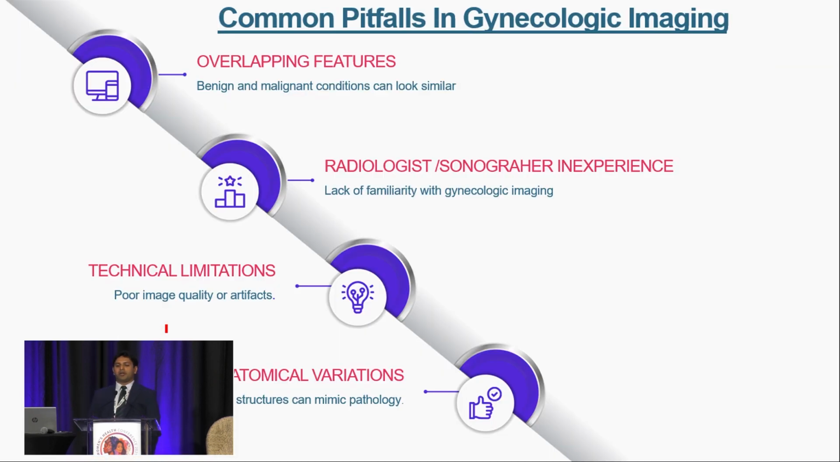So what are the common pitfalls we see? So there may be overlapping features. A hemorrhagic ovarian cyst can look like an ovarian carcinoma. Endometrial hyperplasia can look like endometrial cancer. So you should be aware of all these overlapping features.